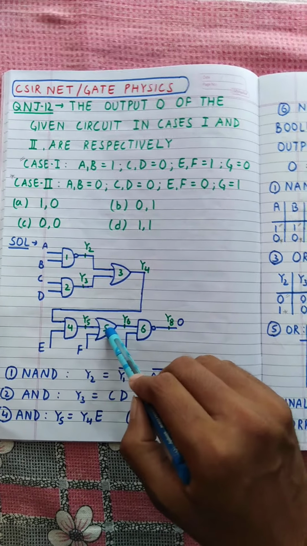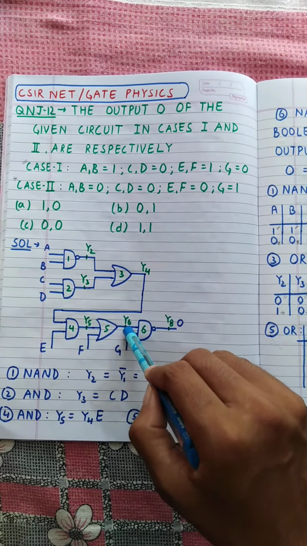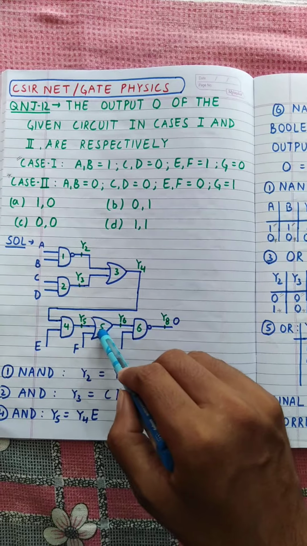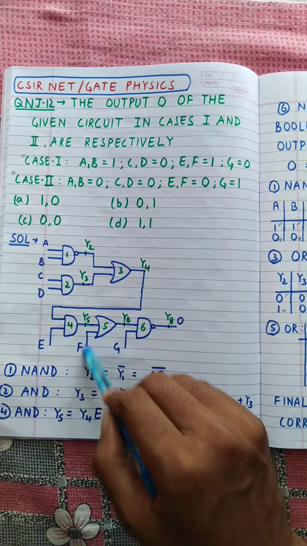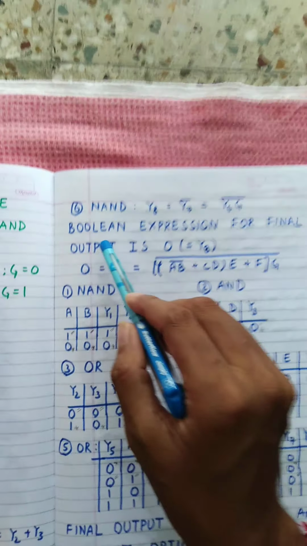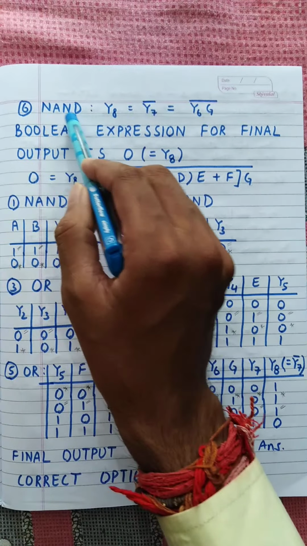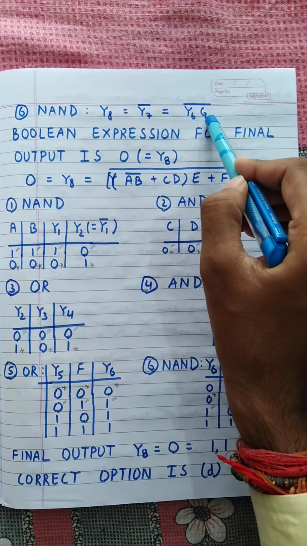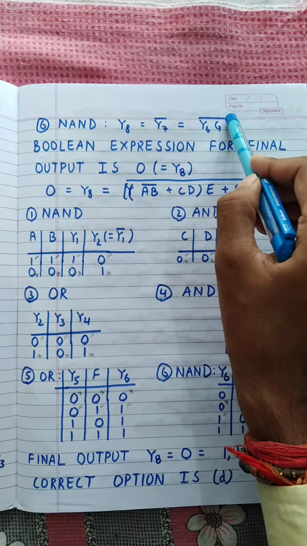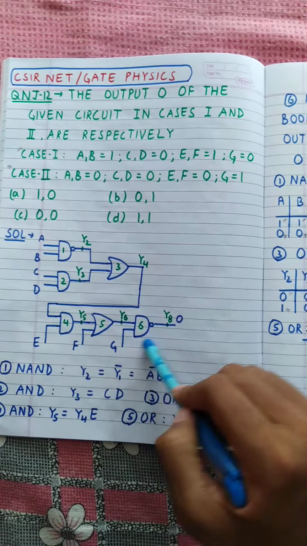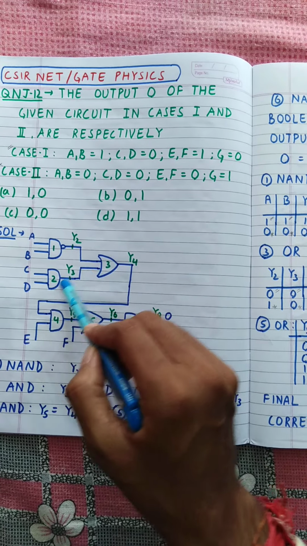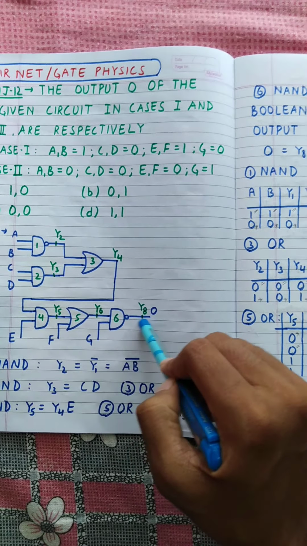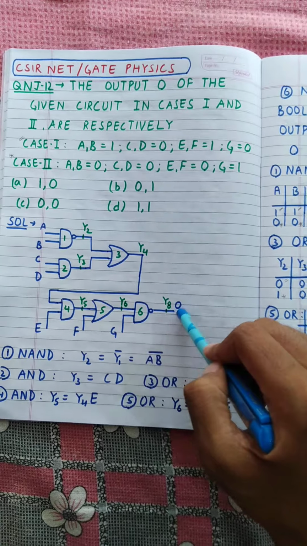Gate number 5 is an OR gate. Its output is Y6, and Y6 can be written as Y5 or F. One input is Y5, the other is F. The last gate is a NAND gate, and its output will be Y8, which is nothing but Y7 bar, equal to (Y6 and G) whole bar. So these are basically the 6 gates. First is NAND, second is AND, third is OR, fourth is AND, then OR, then NAND, and then the final output Y8, which according to the question is O.